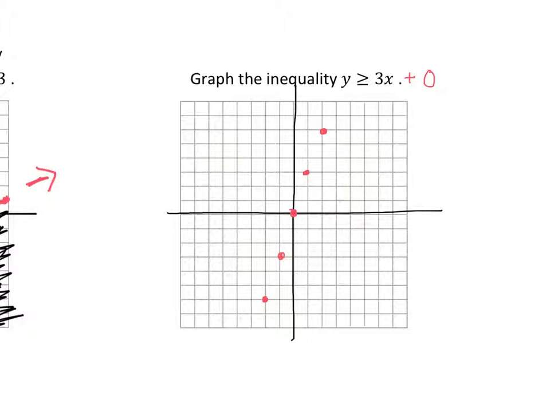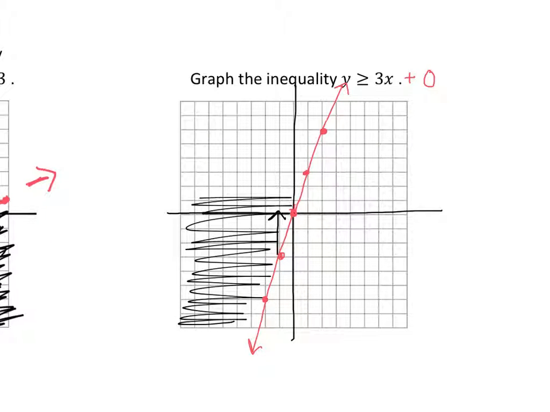We have our skeleton. Should it be dashed or solid? Solid because it says or equal to. And then do we shade above or below it? Above. Okay, so take a point on the line and draw your arrow up and it shows you which section to shade.